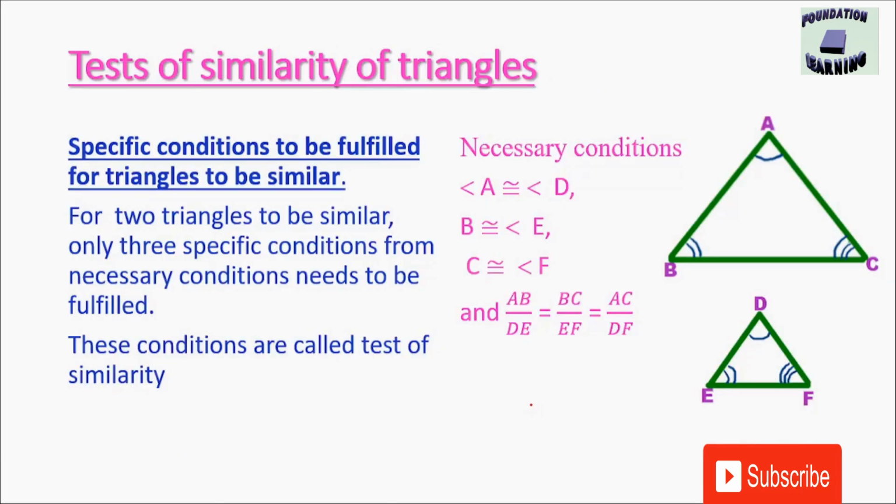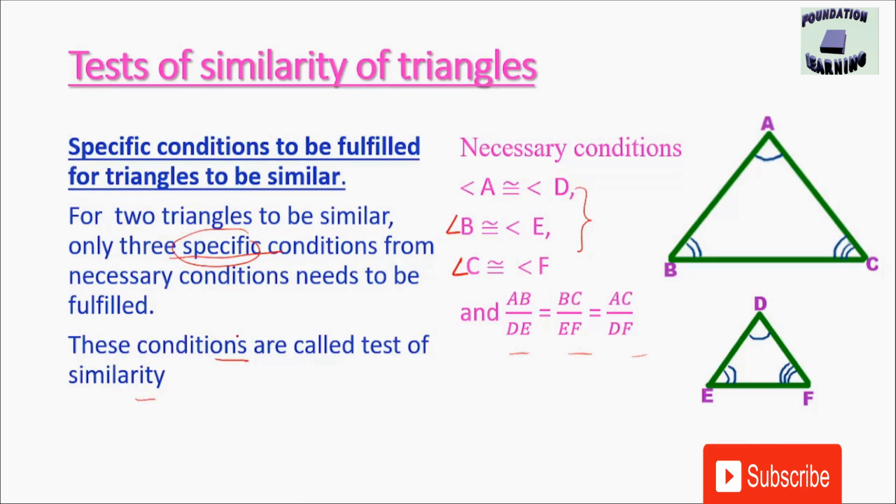Now we said the necessary condition is that angles should be congruent and the sides should be in proportion. But there are specific conditions to be fulfilled for triangles to be similar, and it is only 3 specific conditions, not necessarily all 6 of them. Any 3 specific conditions should be fulfilled, and these conditions are called the test of similarity.